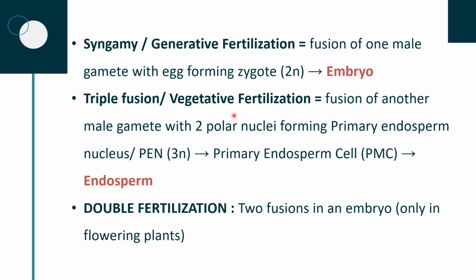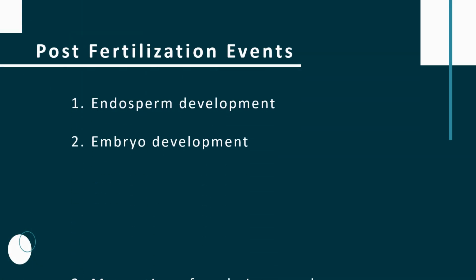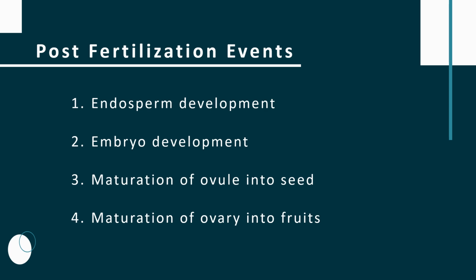Because there are two fertilization processes taking place, we call it double fertilization, and this is a unique feature of flowering plants. After fertilization, there are a number of events taking place. It involves development of endosperm and embryo, and maturation of ovule into seeds and ovary into fruits.